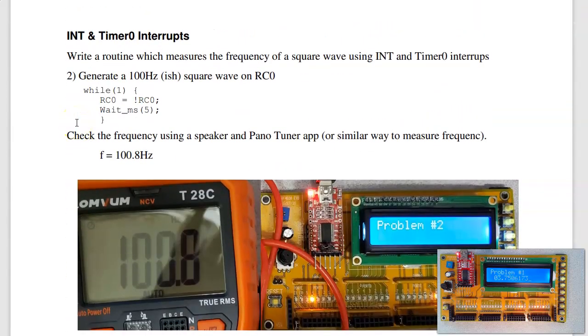Problem number 2. Let's generate a 100 Hz square wave using RC0 and check the frequency with a frequency counter. So with this code, this is just a C program. It just keeps on looping, toggling a pin. Measure that pin with a frequency counter and get 100.8 Hz. Okay, that says this is working.